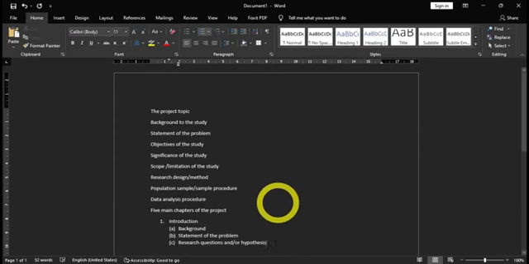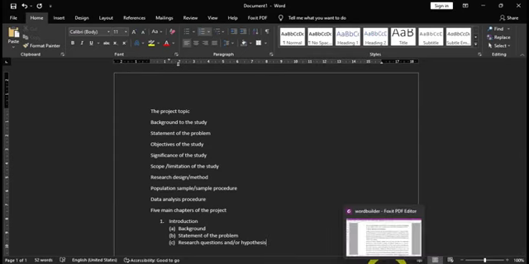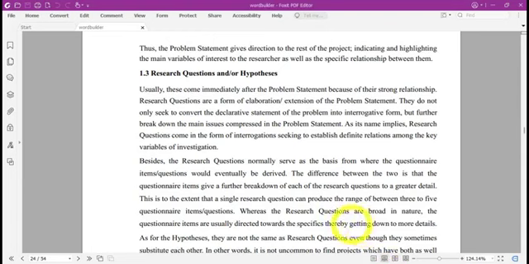Research questions and/or hypothesis. Usually, these come immediately after the problem statement because of their strong relationship. Research questions are a form of elaboration, that is, an extension of the problem statement, making it wider. It extends the problem statement.